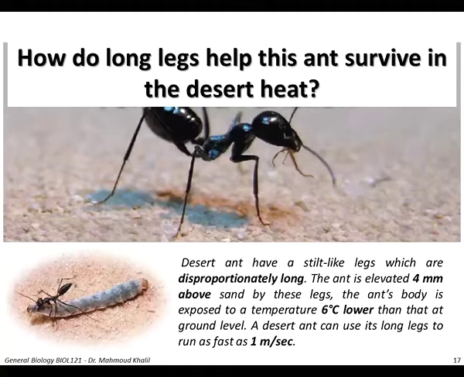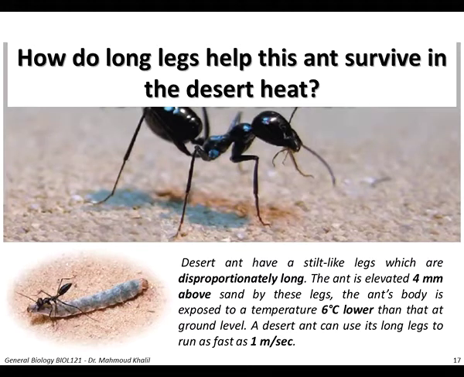So let's look here at why these ants have very long legs that are not proportional to their bodies. They are slit-like legs, and these legs help this small animal to survive in the desert heat. Actually, these long slit legs give the animal a very big advantage and adaptation to its surrounding, the desert environment, which is characterized by extreme heat.